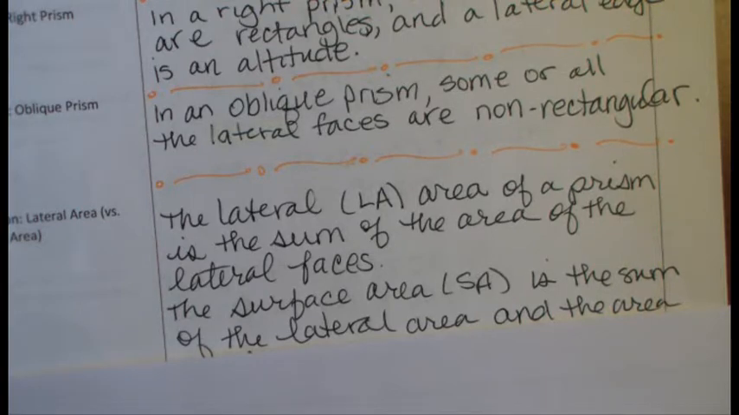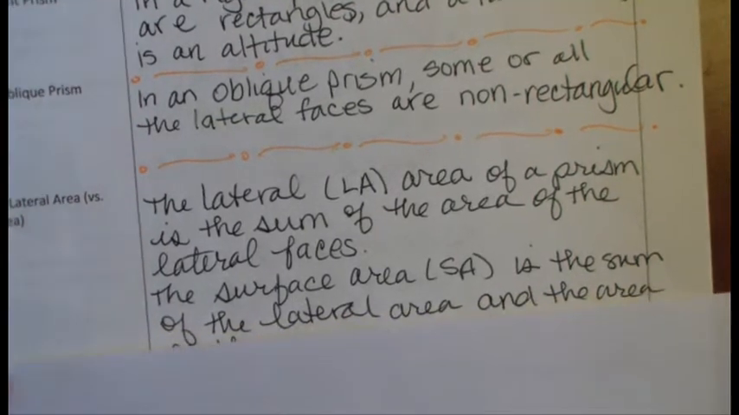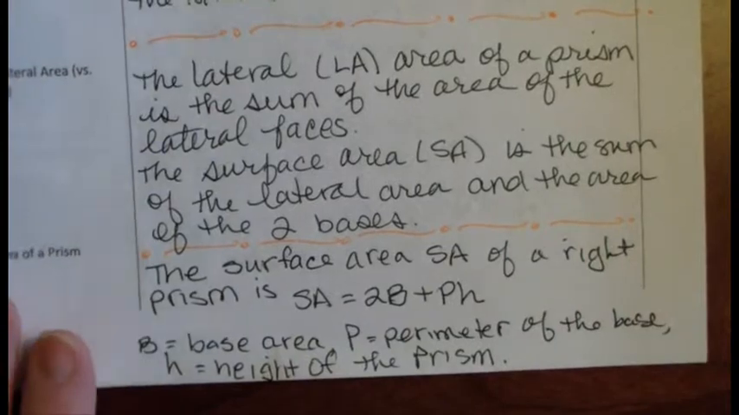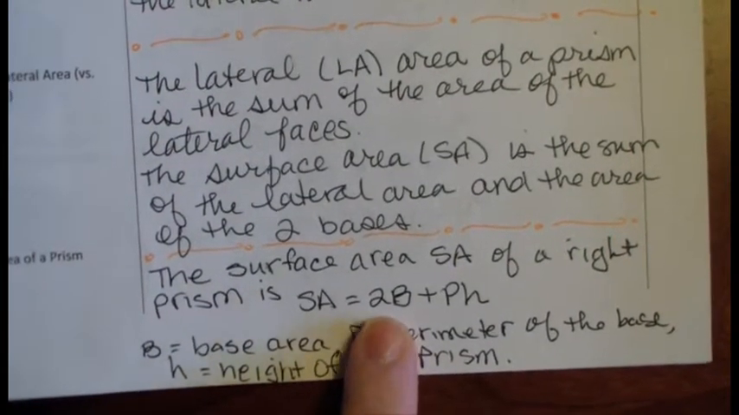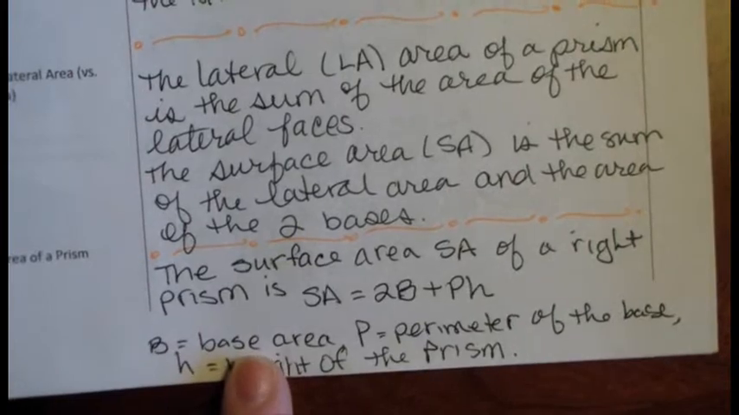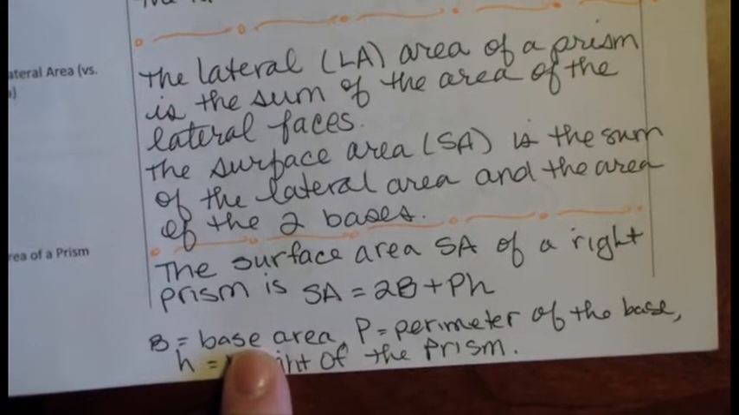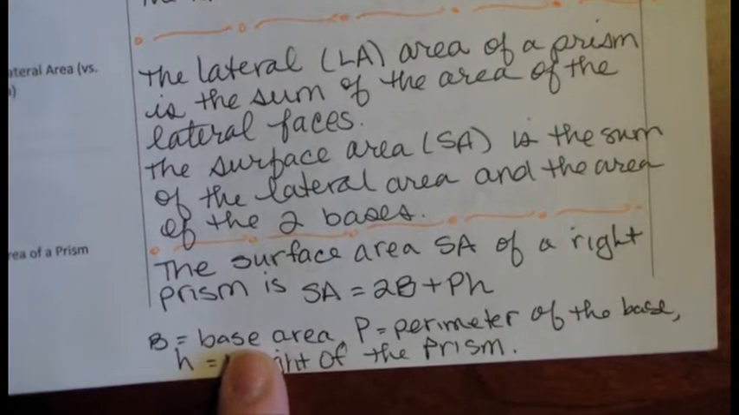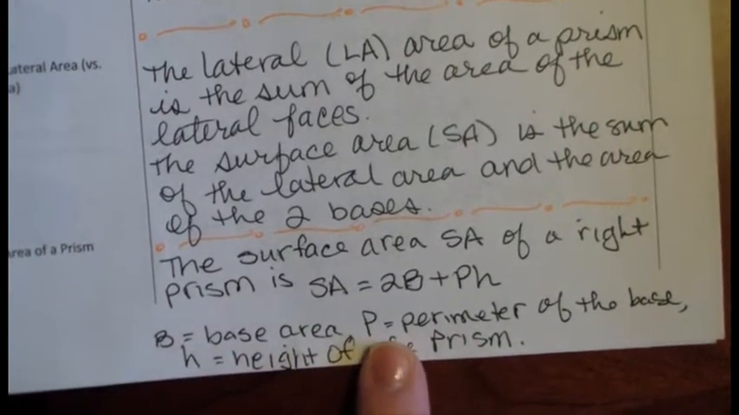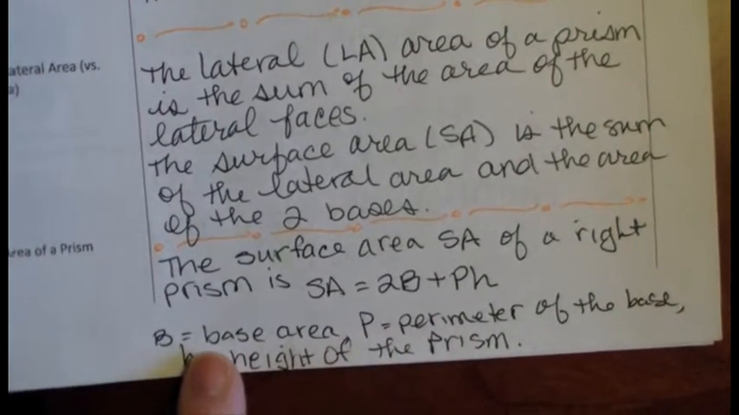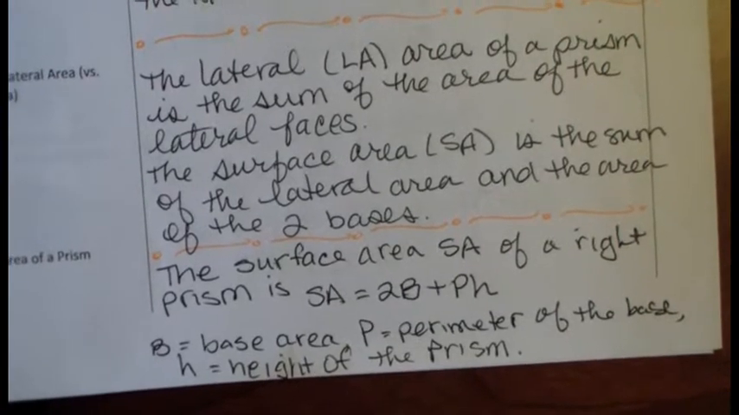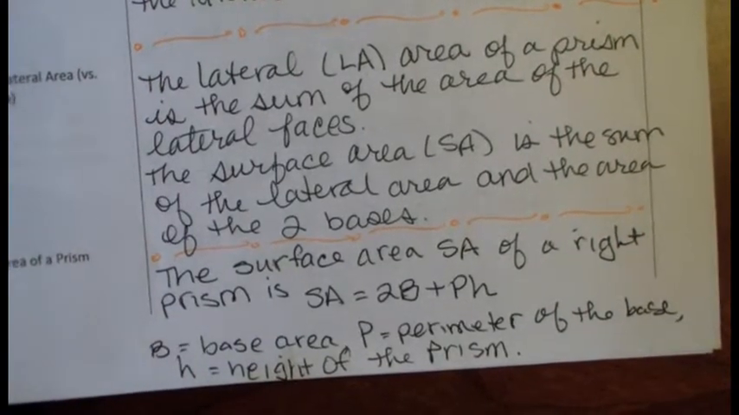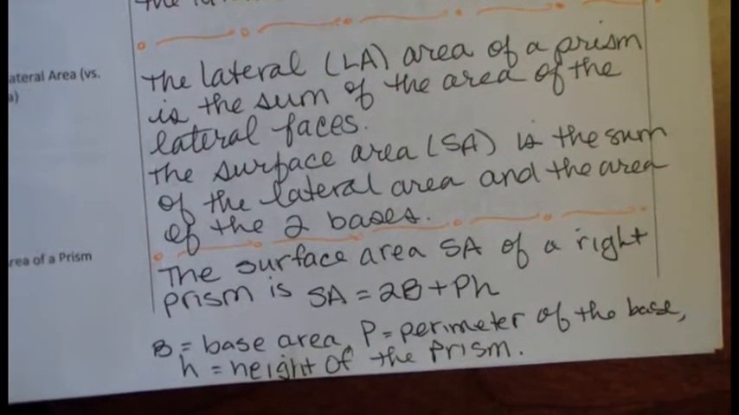There is a formula for finding surface area of a prism. The surface area, which we label as SA, of a right prism is 2b plus ph, where b is the base area. So if it's a square, length times width, rectangle, length times width. If it's a triangle, 1/2 base times height. P is the perimeter of the base, and h is the height of the prism. So we'll need to find a few things to plug into our formula, but once we have those, it's a pretty straightforward process.